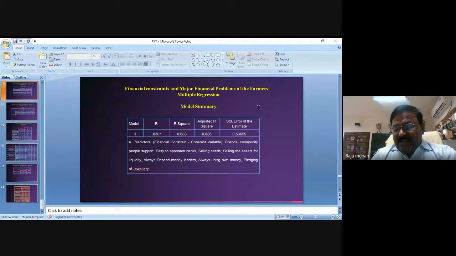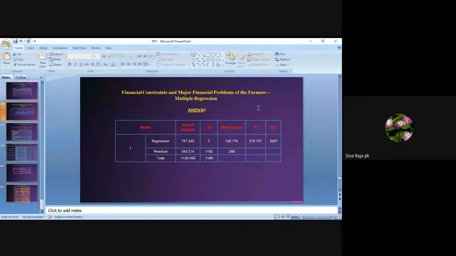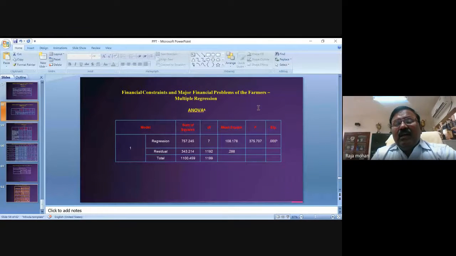And the standard error. The next one you can remember is financial constraint and major financial problems of the farmers. Yes, here see the values, the result they finally gave. It is significant. They have it significant.